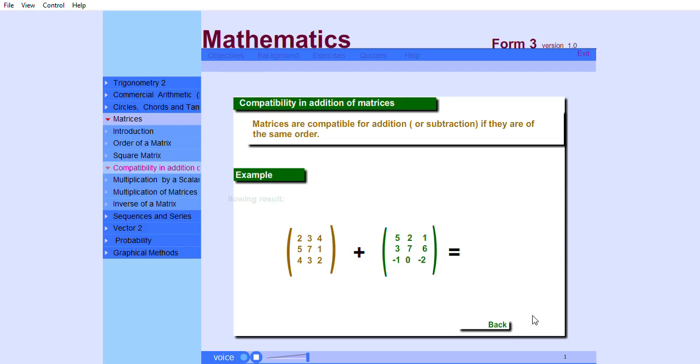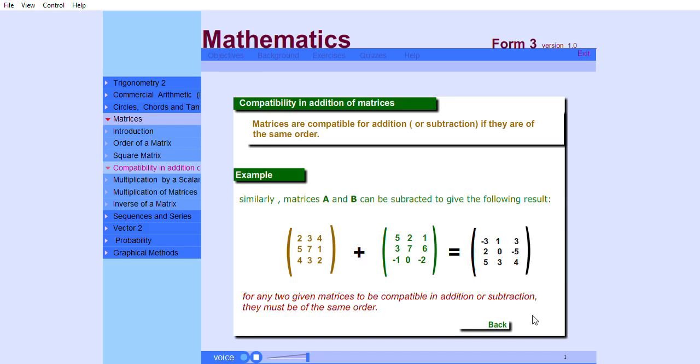Similarly, matrices A and B can be subtracted to give the following result. Matrix 2, 3, 4, 5, 7, 1, 4, 3, 2 minus matrix 5, 2, 1, 3, 7, 6, negative 1, 0, negative 2 is equal to matrix negative 3, 1, 3, 2, 0, negative 5, 5, 3, 4. For any two given matrices to be compatible in addition, they must be of the same order.